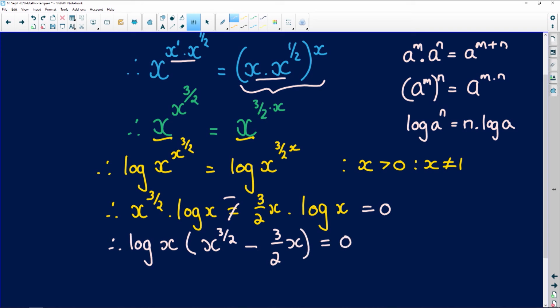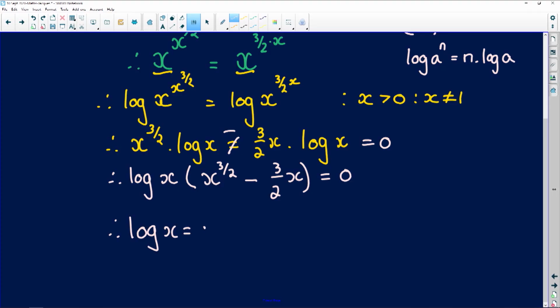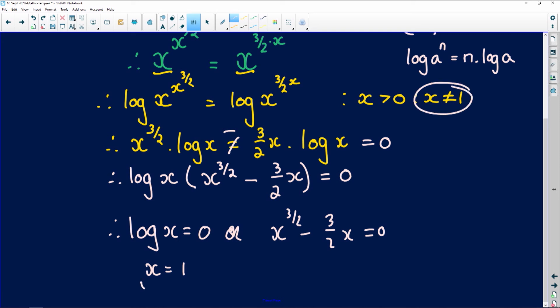Now here, if I solve this little log equation, it's a product again. Remember we said if a product is 0, one of its components is 0. So the log of x is 0, or x to the power 3 over 2 minus 3 over 2x is equal to 0. Now this simply cannot be because this tells us that x is equal to 1. We know the log of 1 is 0, since 10 to the power of 0 is 1. And we have said that x cannot be 1. So that answer we are going to exclude here.